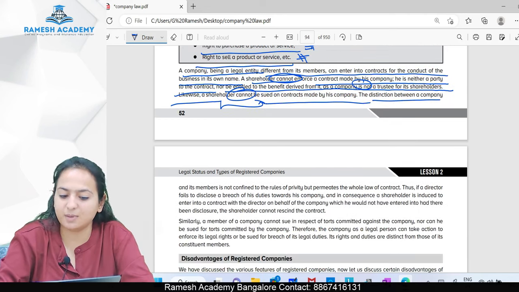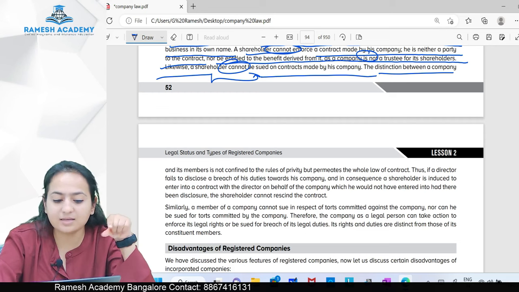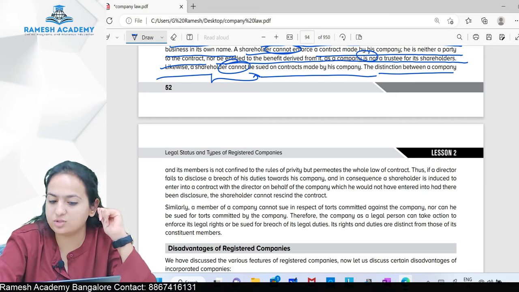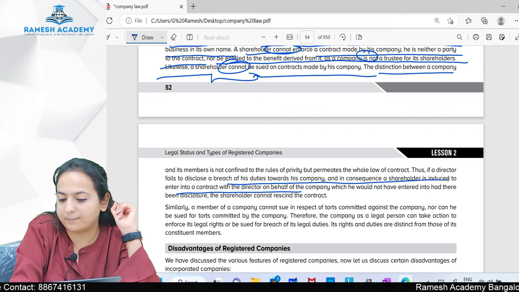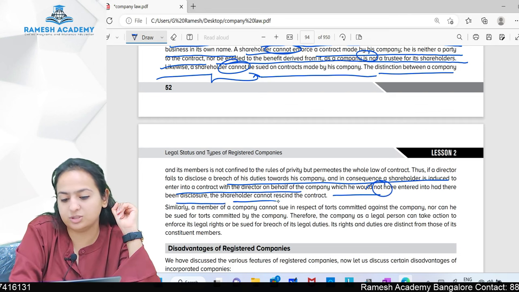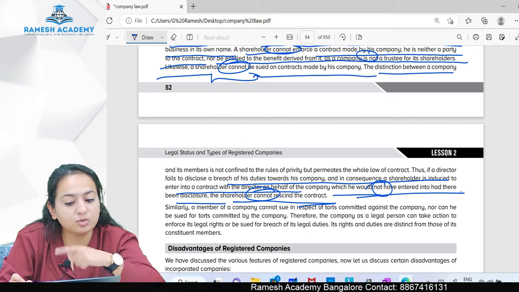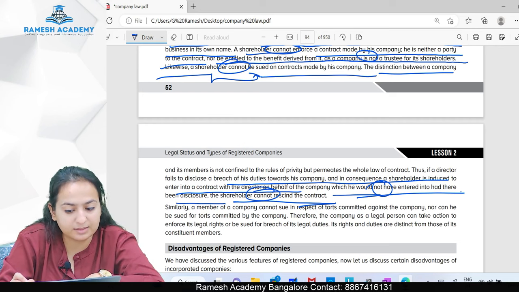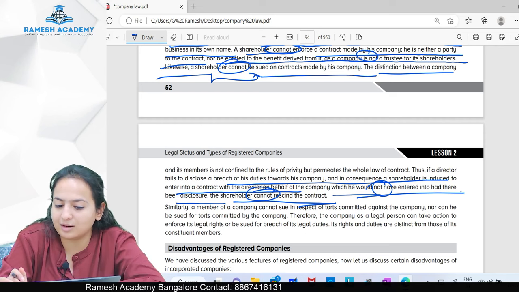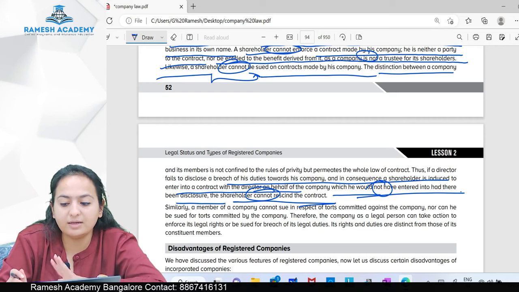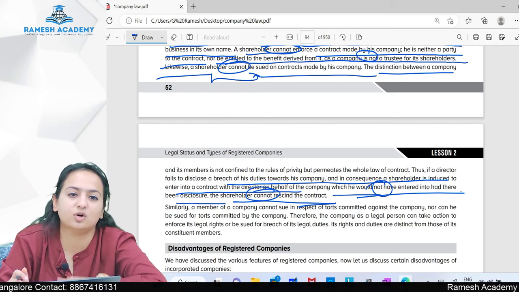The distinction between a company and its members is not confined to the rules of privity, but permeates the whole law of contract. Thus, if a director fails to disclose a breach of his duties towards his company, and in consequence a shareholder is induced to enter into a contract with the director on behalf of the company, which he would not have entered into had there been a disclosure, the shareholder cannot rescind the contract. See, what is it saying again? Suppose he has breached his duty and fails to disclose this, and in consequence a shareholder is induced to enter into the contract. He cannot deny this contract in this case.